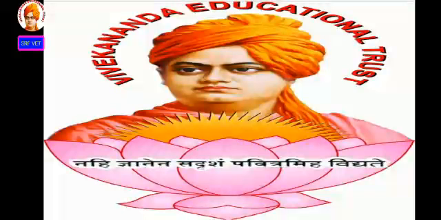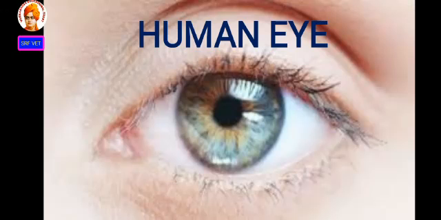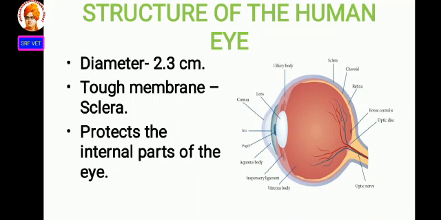Namaste students. Now we are going to discuss the human eye. Our human eyes are the most valuable sensitive organs and are responsible for vision. First we will see the structure of the eye.